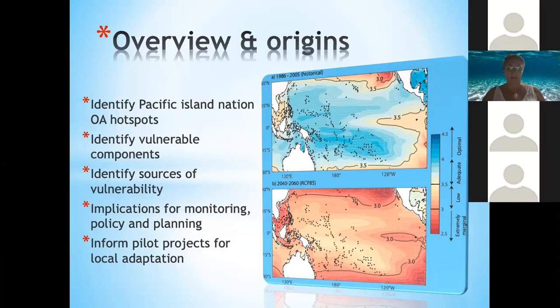So what happens in their ocean is critically important to their food sources, their livelihoods, as well as government economic revenue. Identify the most vulnerable components and the source of this vulnerability, and then try and understand what this meant for monitoring, policy and planning, so that we could provide some recommendations for governments and also regional agencies that could potentially look at minimising vulnerability through local adaptation. Next slide, please.